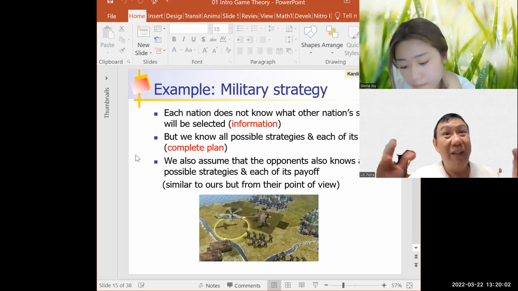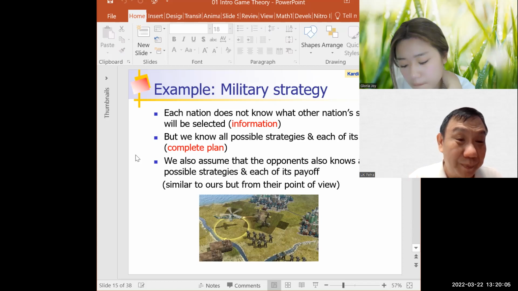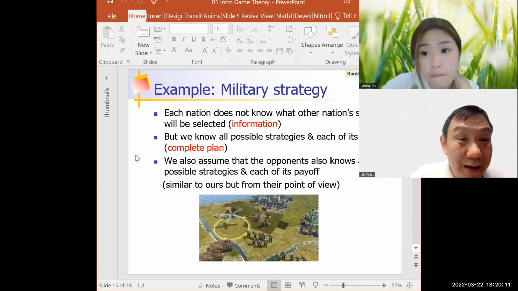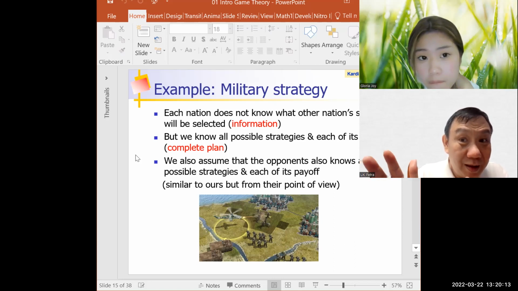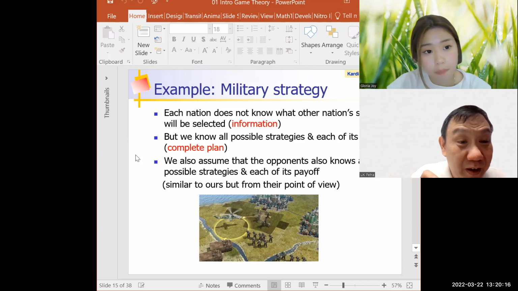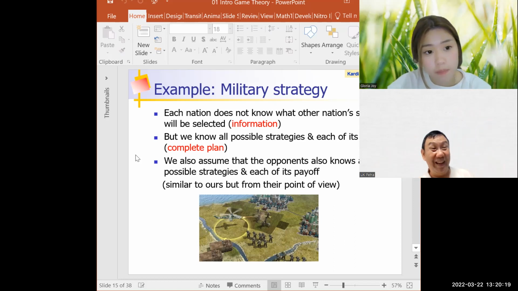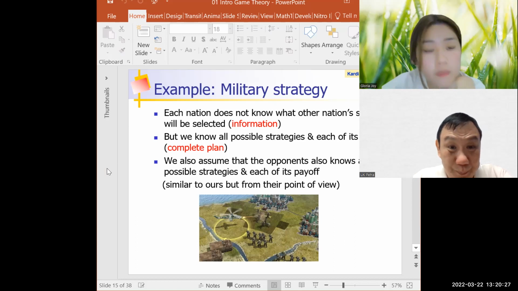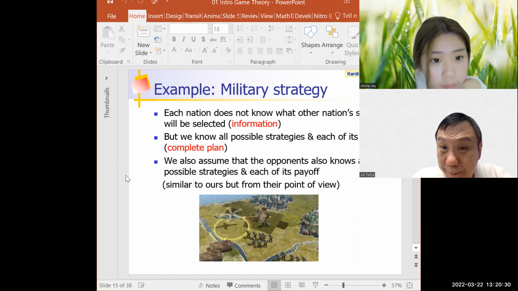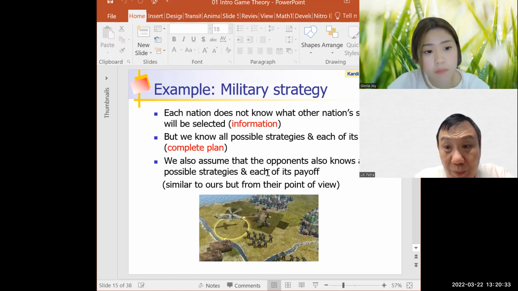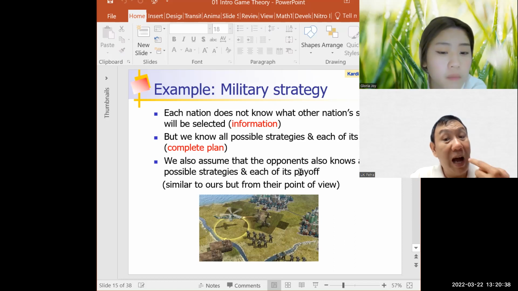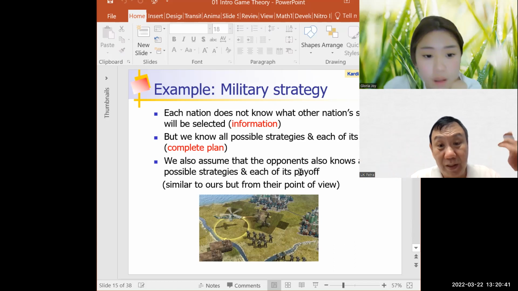Over the years, Harsanyi, for example, you can look him up on Google, got the Nobel Prize for game theory of imperfect information. That's deeper, so I don't discuss it in this class, but at least you know there is game theory with imperfect information. We also assume that the opponent knows all the possible strategies and each of our payoffs. So we have the same information. Yeah?